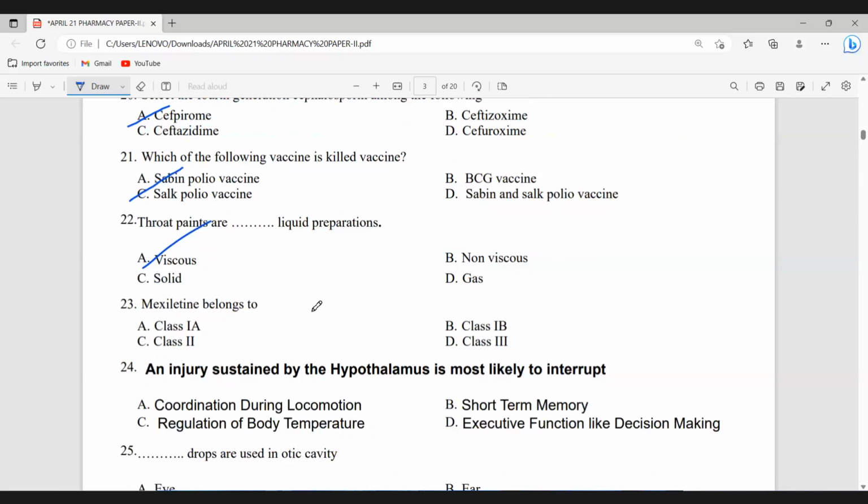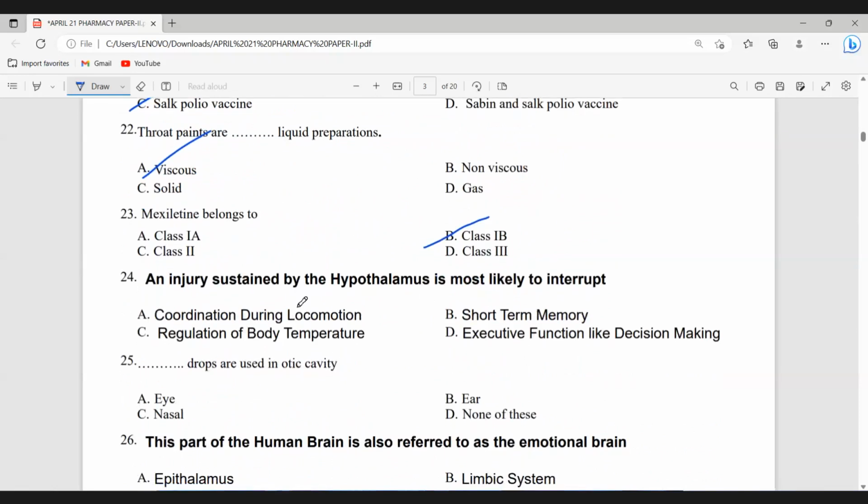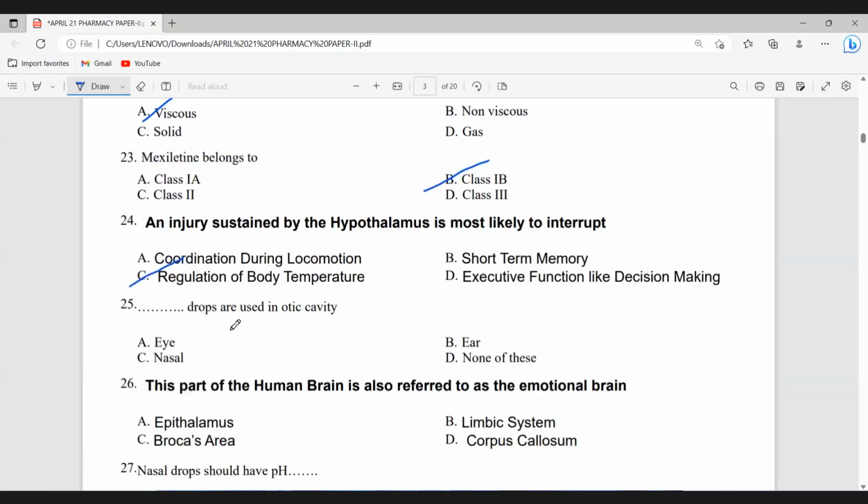Mexiletine belongs to class 1B drug. Then 24. An injury sustained by the hypothalamus is most likely to interrupt regulation of body temperature. And 25th. Dash drops are used in otic cavity. Otic cavity, you asked, it is ear.